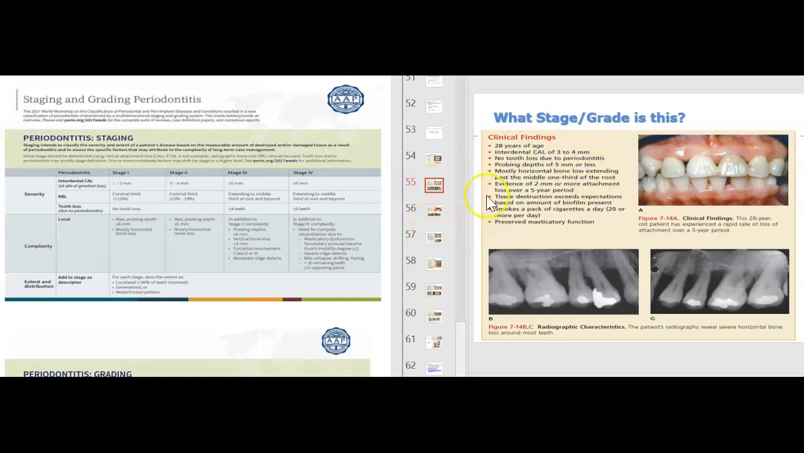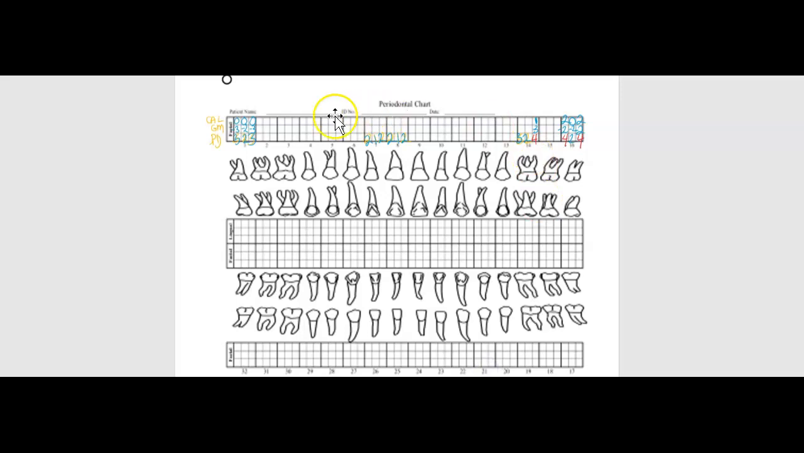All right, let's look at this example over here and come up with the appropriate staging and grading. Remember, we only stage and grade our clients that have periodontitis, that have bone loss. So in this case, we have a 28-year-old client, interdental CAL of 3 to 4 millimeters. So let's imagine this. Imagine we have a full probing depth, and it's saying the highest interdental CAL we have is 3 to 4 millimeters.